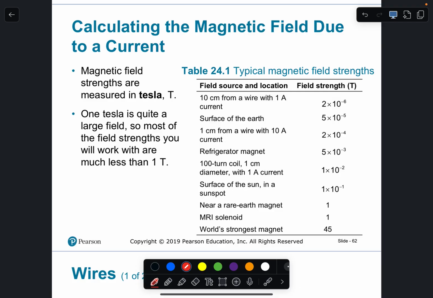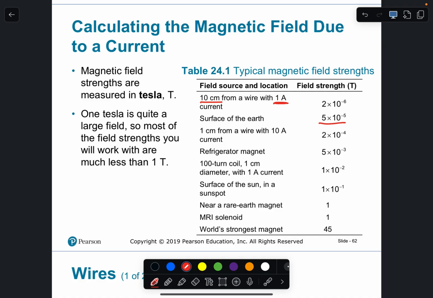1 Tesla is actually a very large magnetic field, and in biological systems and even Earth does not produce a very strong magnetic field. So you'll be working with fractions of a Tesla. So if we pass 1 amp of current through a wire and we're 10 centimeters away, like this, my face is only going to feel about 2 microtesla. Okay, not very strong. So Earth's magnetic field is just a little bit bigger than that.